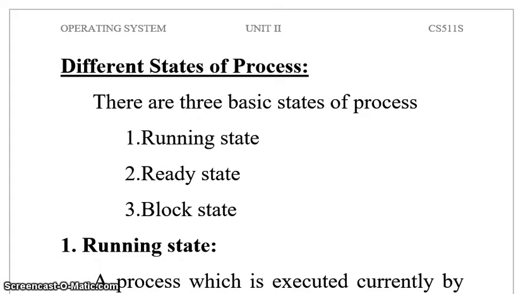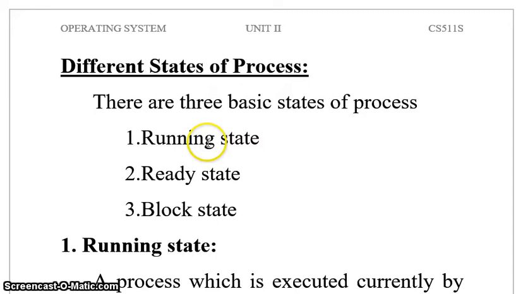Now we are going to see about the different states of process. Basically we have three states. One is running state, the other one is ready state, and the last one is the block state. More than these three states are available, which you can see in the later sessions.